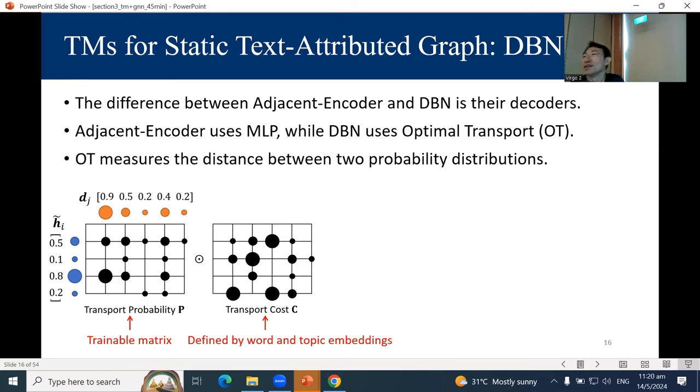To minimize the cost, we have to avoid those high cost areas so that we are going to transport a bigger load where the cost is lower. If the cost is high, such as this big one, right? Then we won't transport so much, for example. So if we can figure out an optimal transport plan, it's going to minimize the overall cost. That means that the more similar these two distributions are.